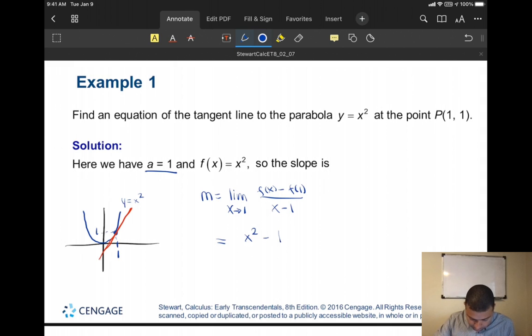So f of x is x squared. f of 1 is 1 squared, which is 1. I can also just look at the second coordinate here to get f of 1 if I want.